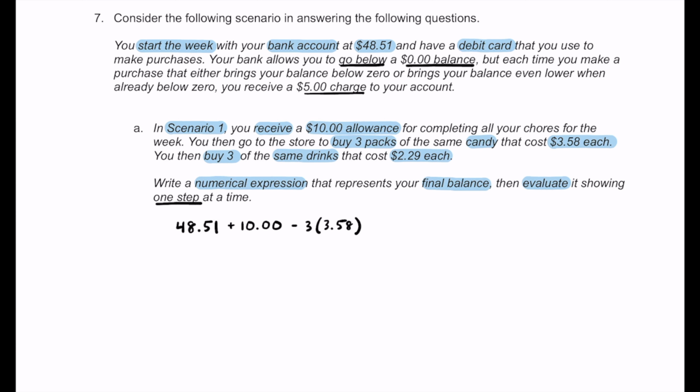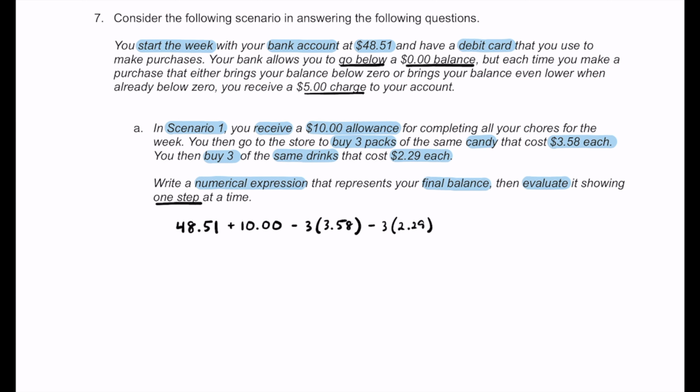Okay. Now, besides buying these candies, we're also buying 3 of the same drink, and these are going to be $2.29 each. So if you're buying these as well, you're going to subtract, because you're spending money. It's going to be 3 times this $2.29. Okay, so this expression here would tell you how much money you have left in your account, or your final balance.